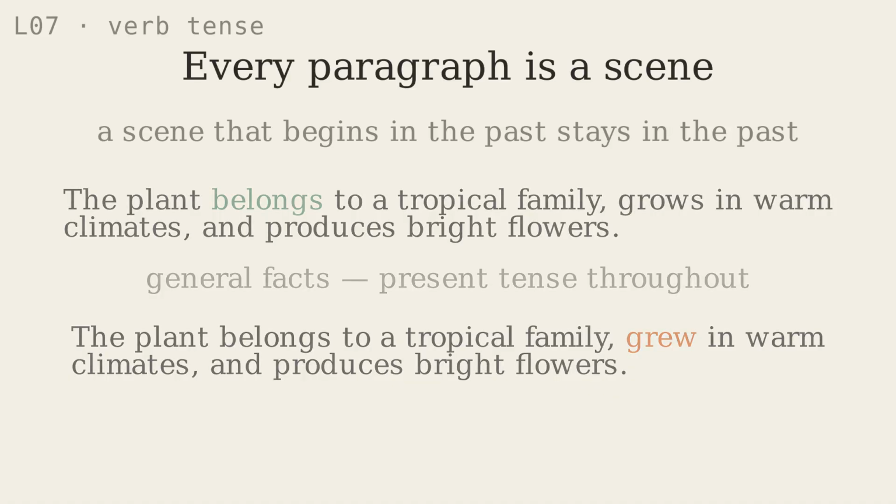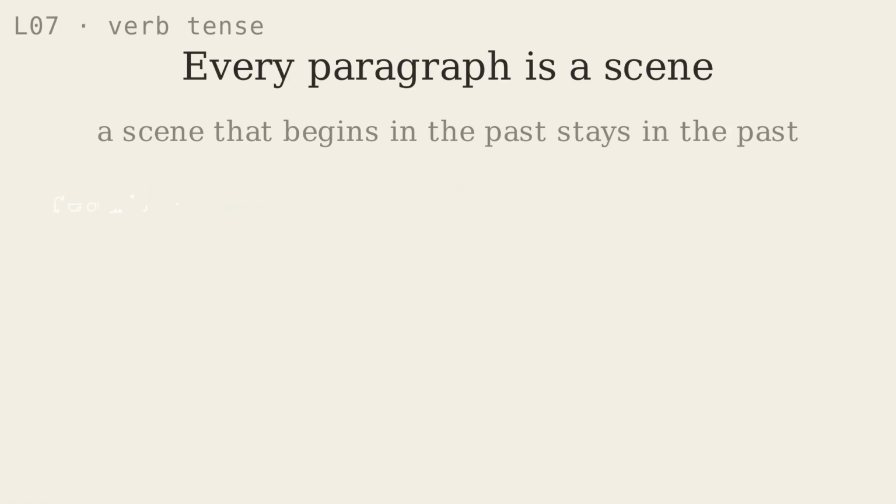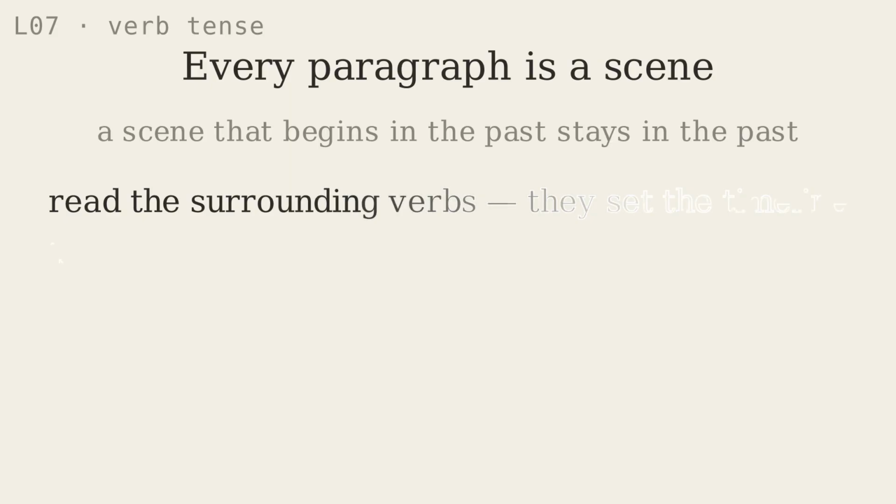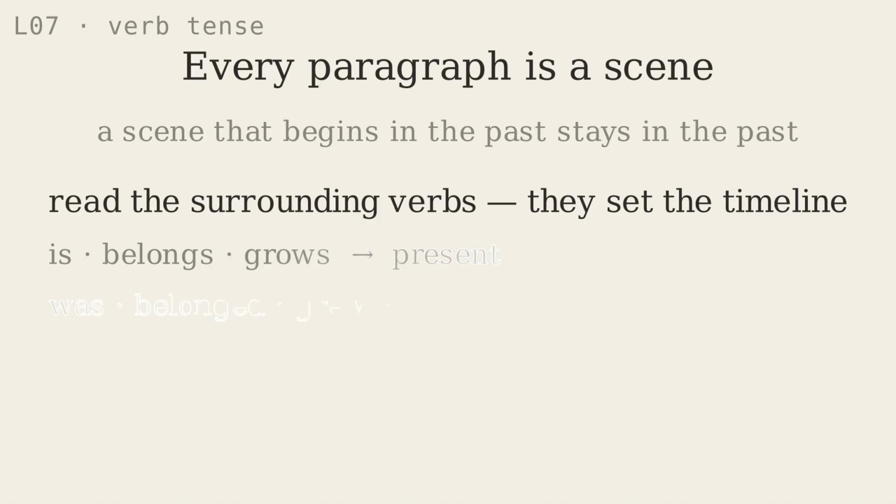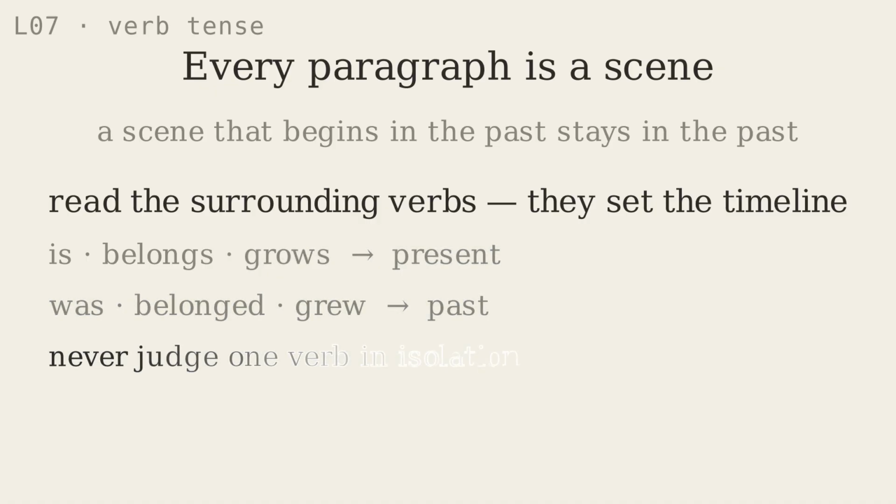This gives us our first strategy. Look at the surrounding verbs. They establish the timeline of the paragraph. If the nearby verbs are is, belongs, grows, and produces, the missing or underlined verb will probably need to be in the present tense. If the surrounding verbs are was, belonged, grew, and produced, the missing verb will probably need to be in the past tense. Do not look at one verb in isolation. Look at the entire movie scene.